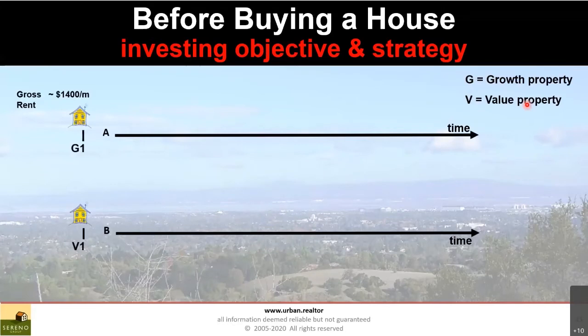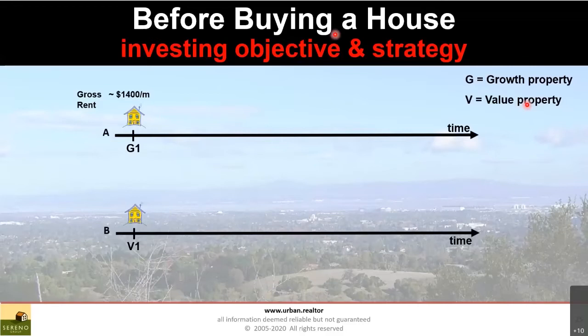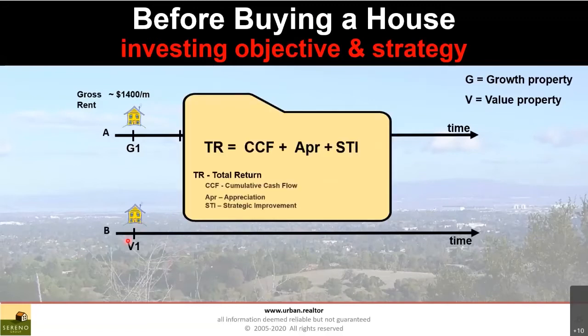So if we assume that we are buying homes that generate roughly $1,400 gross rental income per month, and we have a home here that we buy in the growth area and a home here that we buy in the value area, if we look at our return, this equation says total return equals cumulative cash flow plus appreciation plus strategic improvement, and I will explain that in a few minutes.